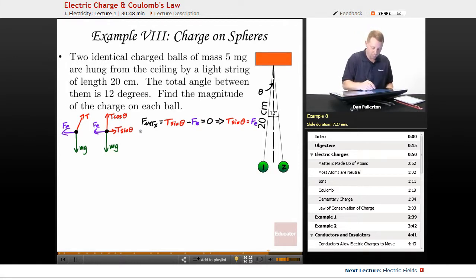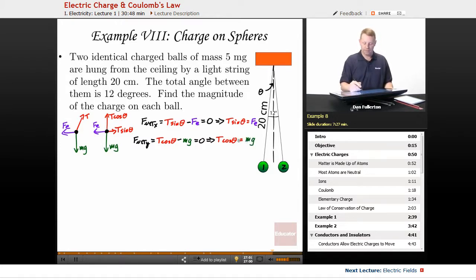Let's try the same thing with the y direction. Net force in the y direction equals, and now I look at my pseudo free body diagram again, I have T cosine theta in the positive y direction minus mg. Again, it's not accelerating in the y direction, so that must equal 0. Therefore, I can state that T cosine theta must be equal to mg. I've got my two equations.